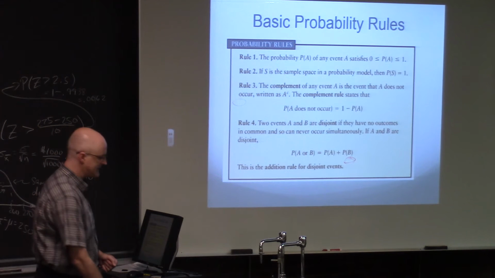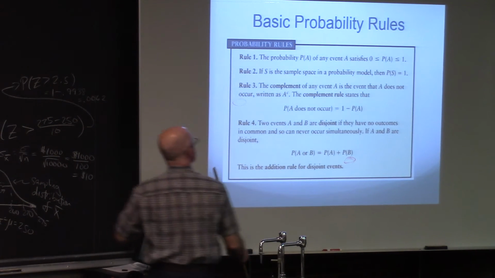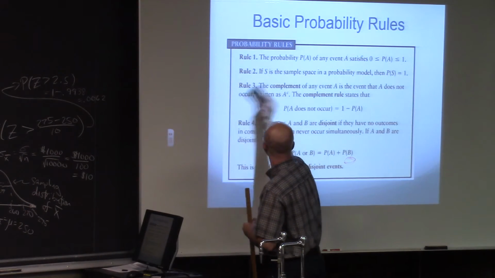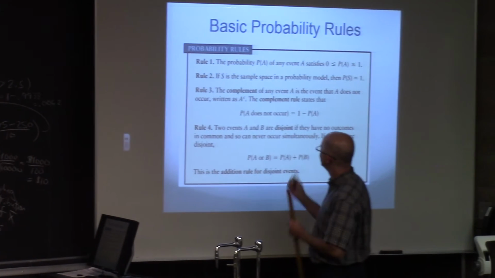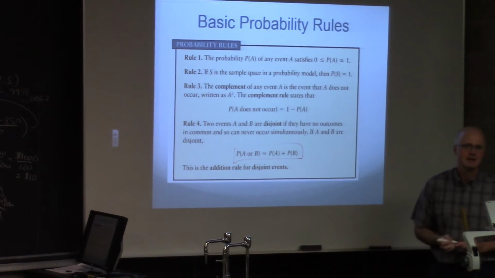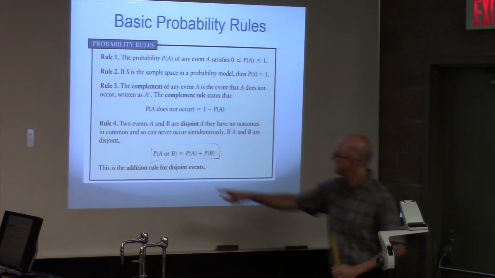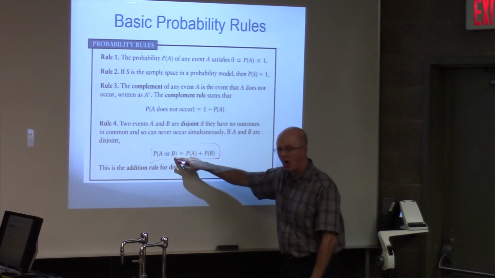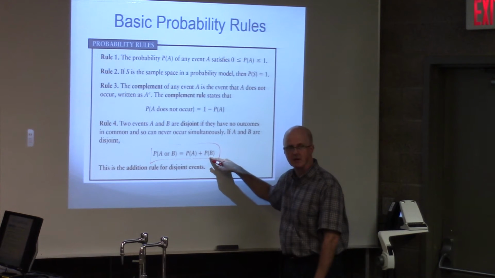So we've gone over these basic probability rules last time. We're going to focus on this one at the moment. This is called the addition rule for disjoint events. P of A or B is the sum, P of A plus P of B. The probability of A or B occurring is the probability that A occurs plus the probability that B occurs.